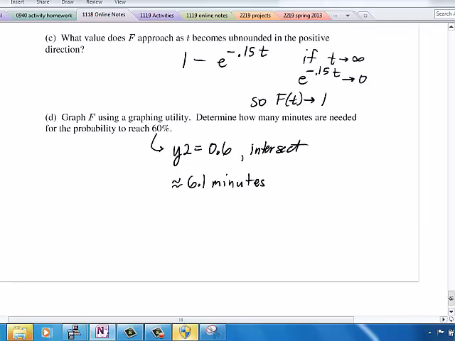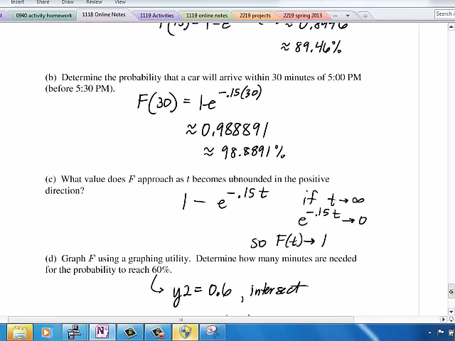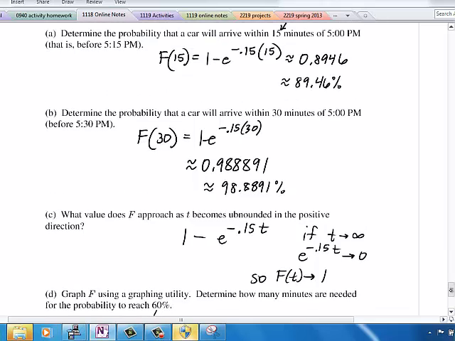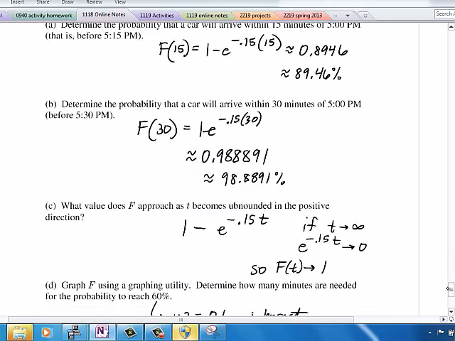All right, so hopefully that has you pretty comfortable with exponential functions. The next thing we're going to do is look at the inverse for the exponential function, which is called the logarithmic function.